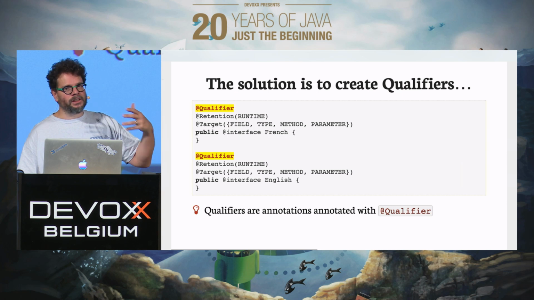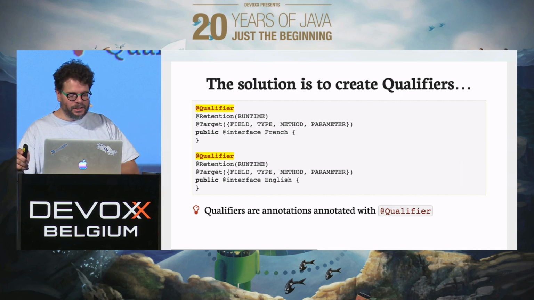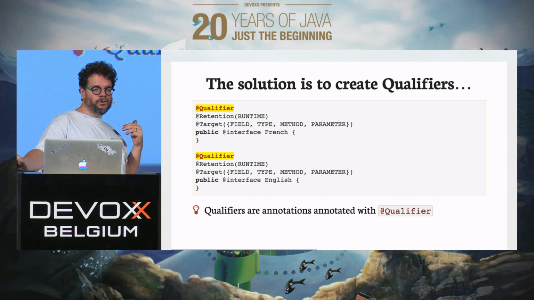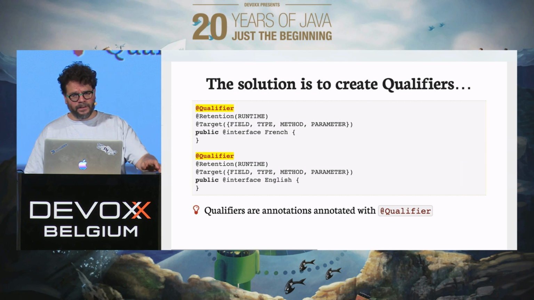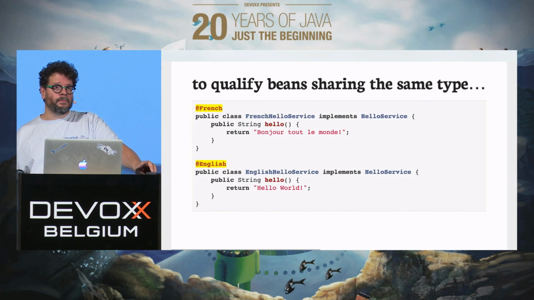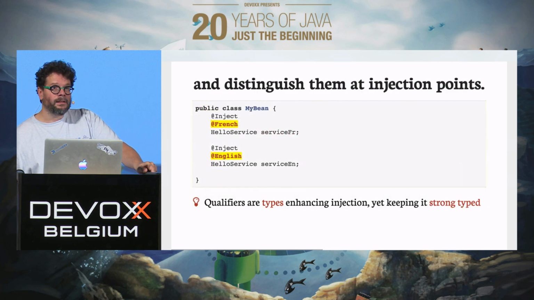A qualifier is an annotation. In CDI, everything is annotation for the configuration. So it's an annotation having the meta annotation @Qualifier. Here I define two qualifiers, one qualifier @French and one qualifier @English. Now that I define these qualifiers, I can use them on my bin. So I can add the @French on the French hello service and the @English on the English hello service. And of course, I will be able to distinguish them at the injection point as well.